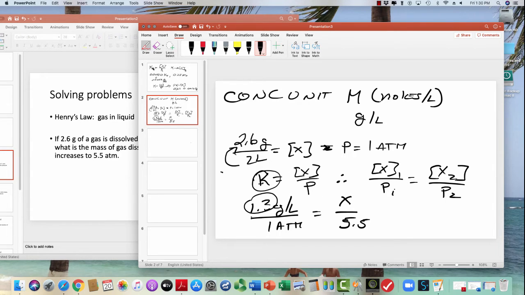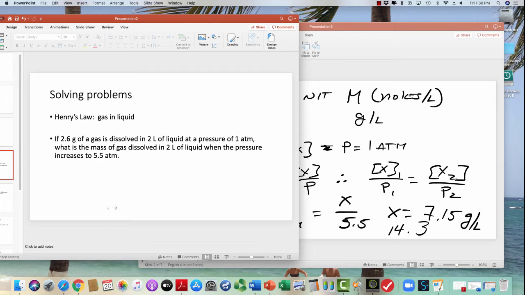So use a calculator. X is going to be equal to, let me open my phone up, calculator. So 1.3 times 5.5, that's going to be 7.15. That's the concentration, in grams per liter. Now, we have 2 liters, so take this times 2. So the amount is going to be 14.3. That's my answer for this.